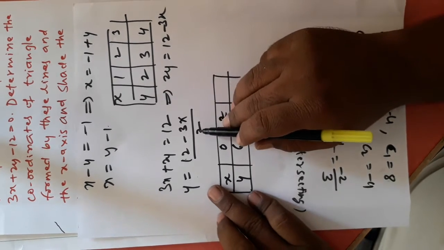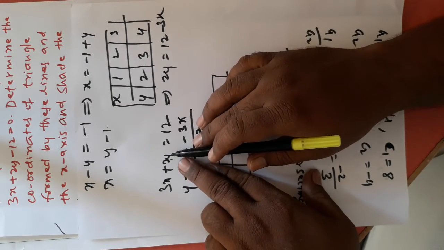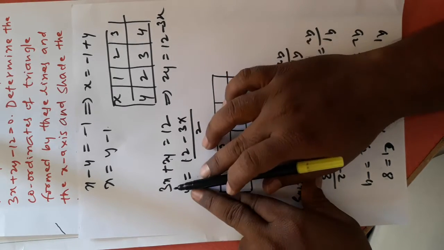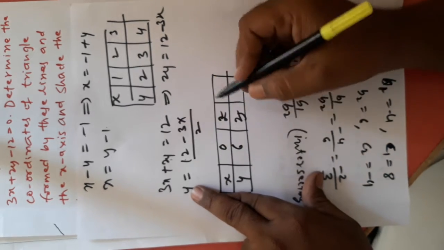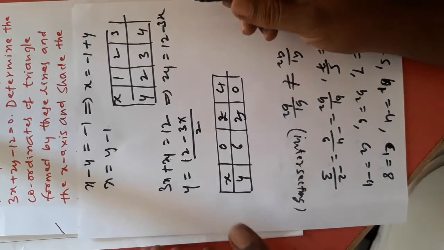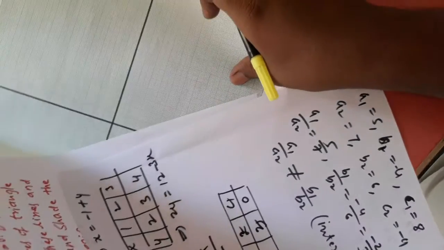Then if I put y is equal to 0 here, can I write x is equal to? Y is equal to 0 means this term will become 0, so 3x will be equal to 12, and x will be 4. Then by using a simple scale you can draw the graph.